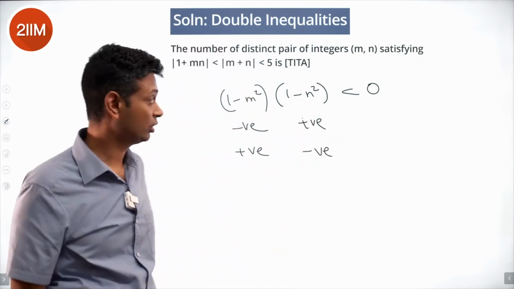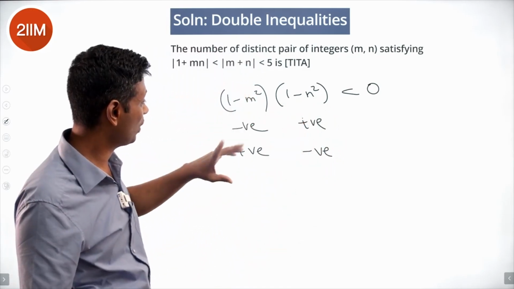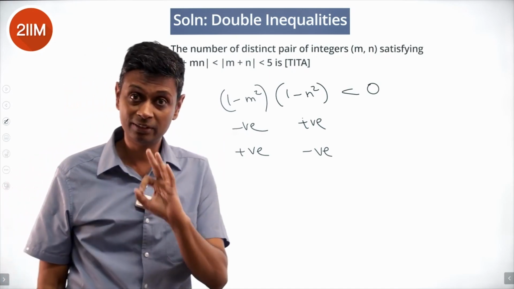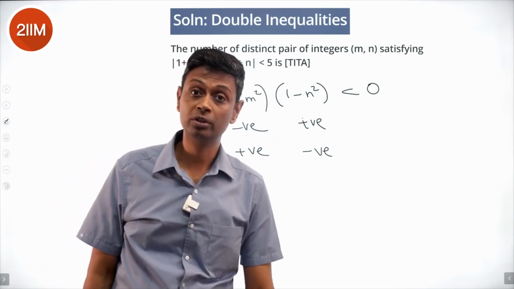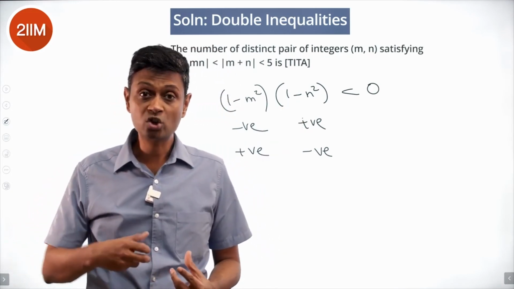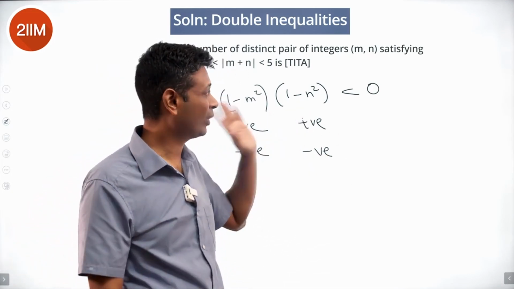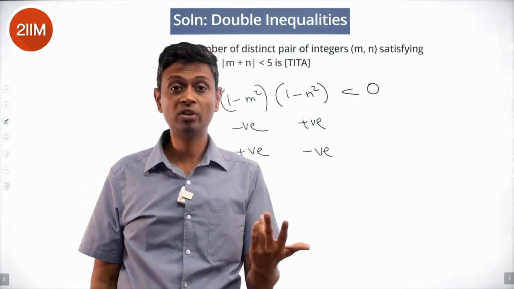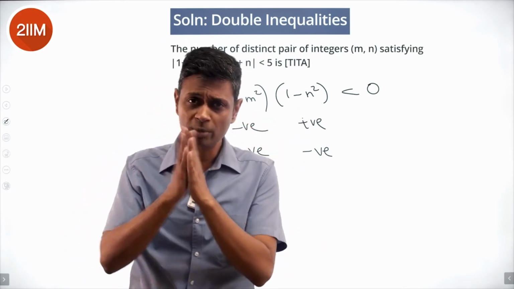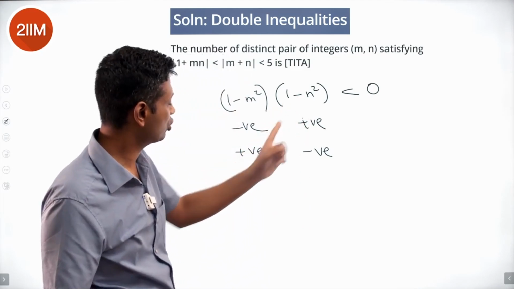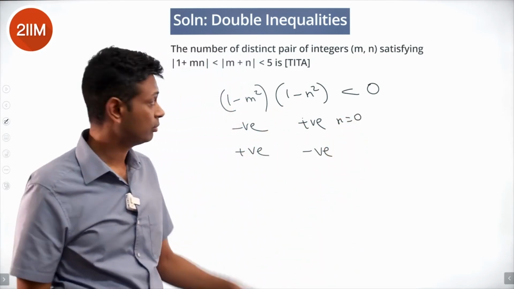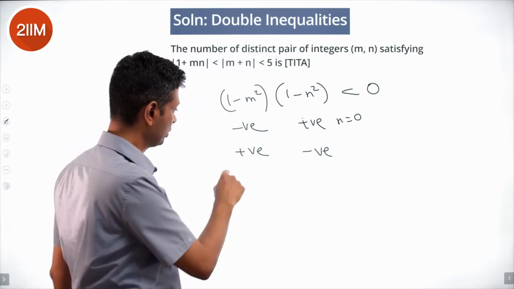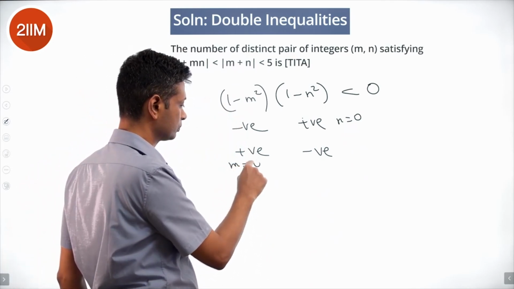The beauty of this is 1 minus m square is negative. That is reasonable, lots of numbers. 1 minus n square is positive. 1 square is 1. n can't be 1, it will become 0. 2, 3, 4, 5, it won't work. Only possibility where 1 minus n square is positive is when n equals 0. Only possibility where 1 minus m square is positive is when m is 0.